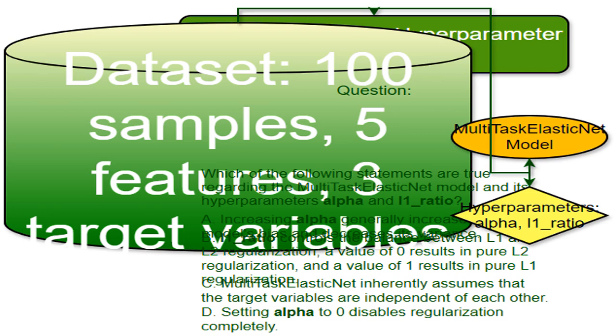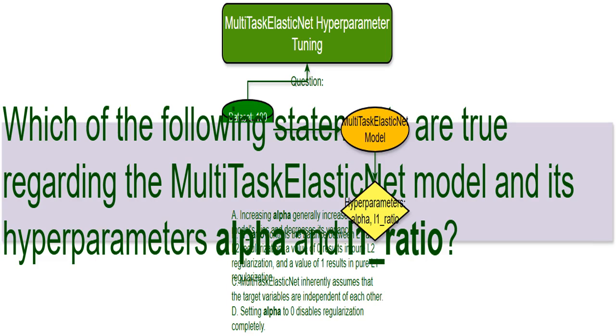It's like having 100 houses and measuring 5 aspects, square footage, location, etc., to predict 3 different things: rent, sale price, and property taxes. I'm asking if some statements about the MultiTaskElasticNet model and its settings, alpha and L1 ratio, are correct. This is a multiple-choice question to test your understanding.